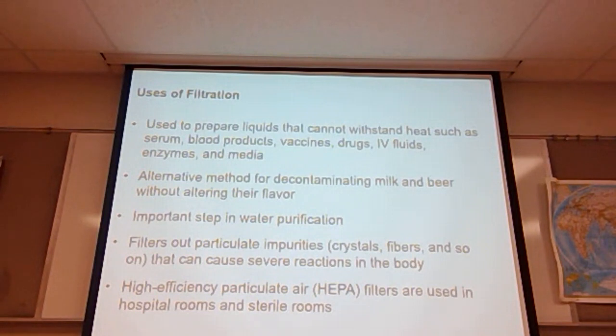Anybody who buys bottled water can probably read on there and find out what type of filtration method is used on that water. It filters out particulate impurities such as crystals, fibers, and so on that can cause severe reactions in the body. A filter is not only going to reduce the number of microbes, but it will also reduce the number of impurities that are there. If you've got a water sample and you're trying to make that water safe to drink, simply chlorinating that water, if there's sand, grit, and other things in the water, chlorinating is not going to do anything for that.